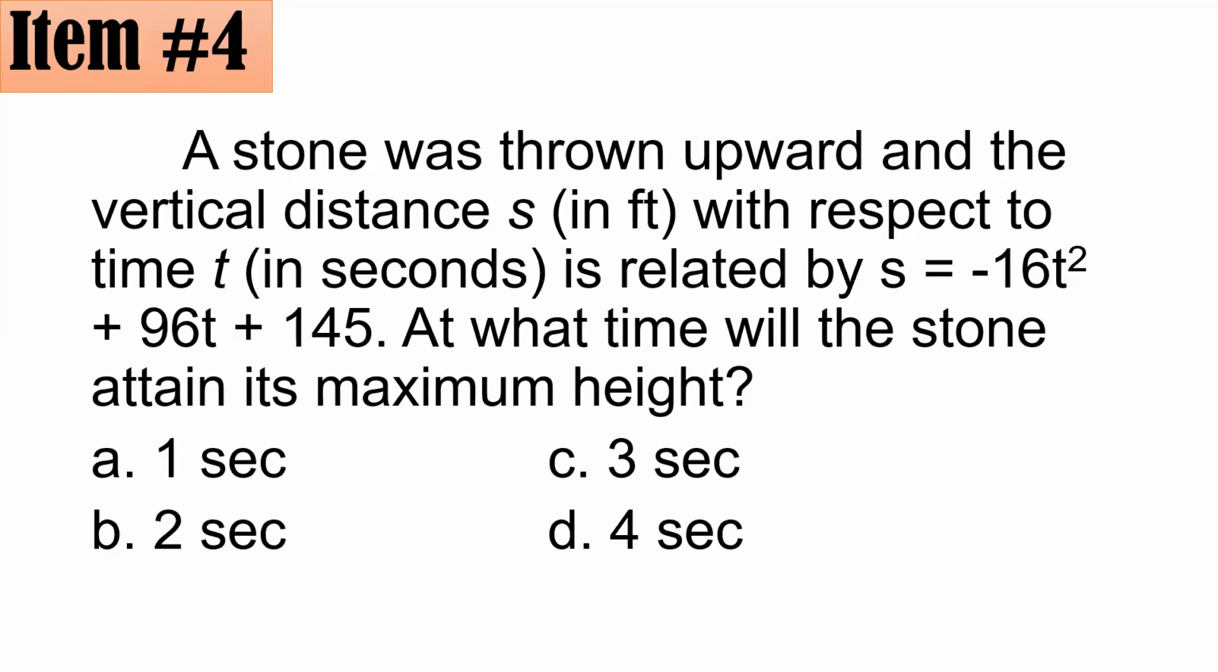Number 4. A stone was thrown upward and the vertical distance s in feet with respect to time t in seconds is related by s equals negative 16t squared plus 96t plus 145. At what time will the stone attain its maximum height? Is it A, 1 second, B, 2 seconds, C, 3 seconds, or D, 4 seconds? What's your answer for number 4 po? A topic related to quadratic equations.